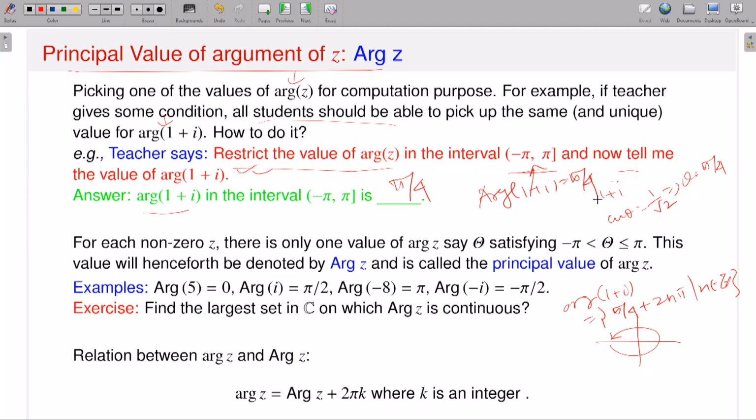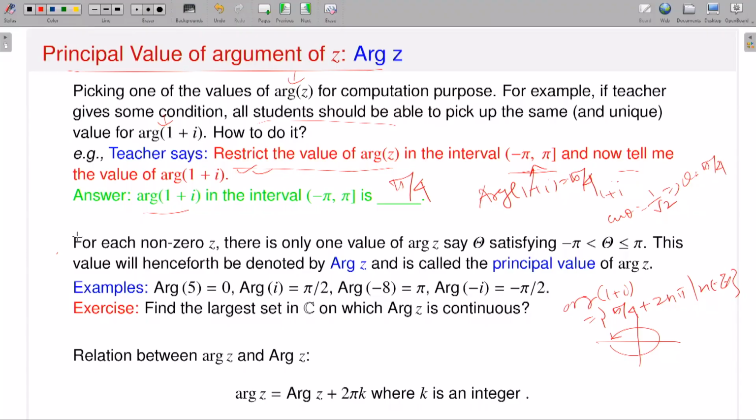Therefore, given a non-zero complex number, I should take one value from the small arg of that complex number which lies in minus pi to pi, and I am saying that value is the principal argument. I have written it clearly. For each non-zero z, there is only one such value in the set small arg of z. That is very important.